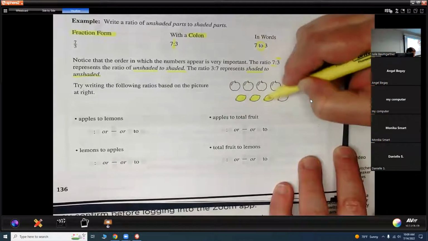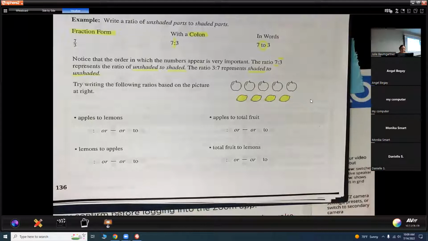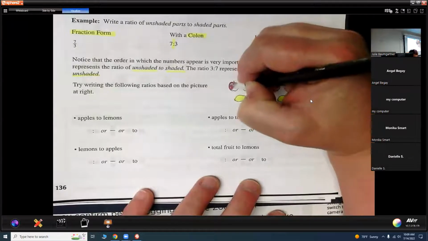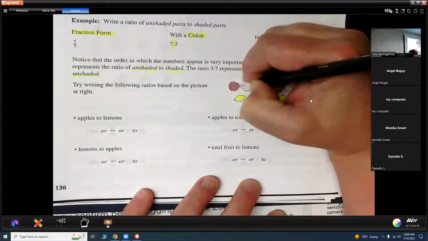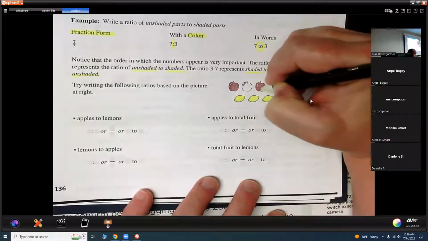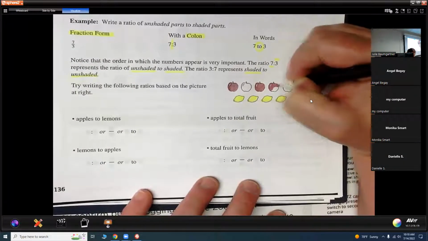Hopefully the concept makes sense. How many different ways can we group these items?